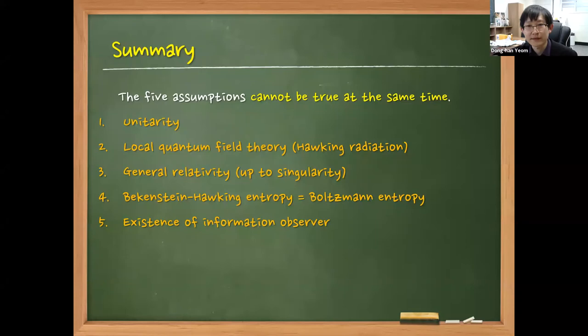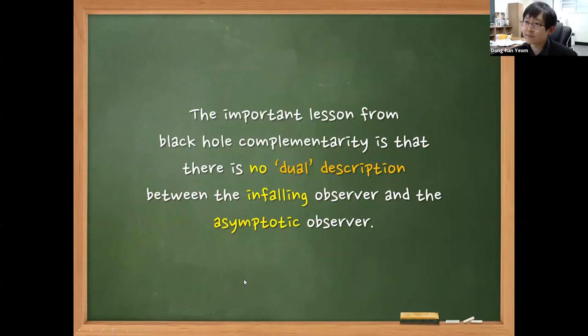Okay, so the important lesson from black hole complementarity. Even though the original version of complementarity fails, I believe we have learned lots of things from its failure. The important lesson is that there is no dual description between the infalling observer and the asymptotic observer. If it were a dual description, there would be two pictures, but two pictures cannot coexist at the same time. In one picture, one describes it this way; in the other picture, it describes that way. The two pictures are consistent mathematically, but they must not coexist in the same space or quantum state. So the failure of black hole complementarity is that there is no dual description between the infalling and asymptotic observer. I think this is a very important point.